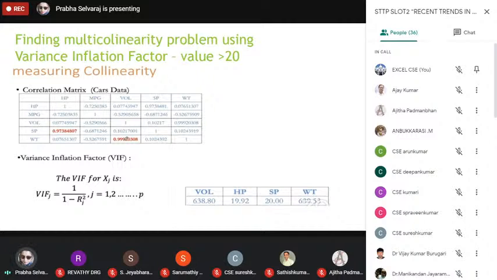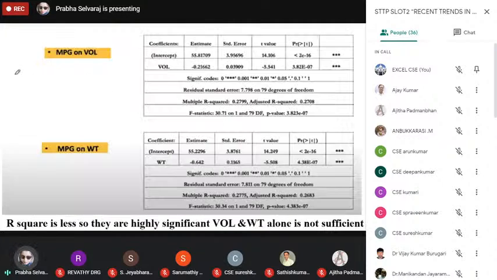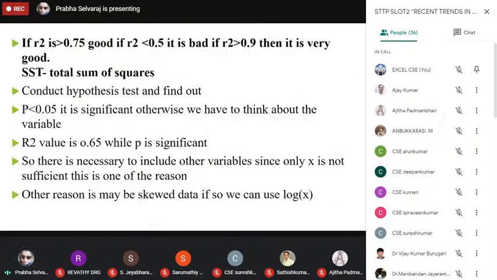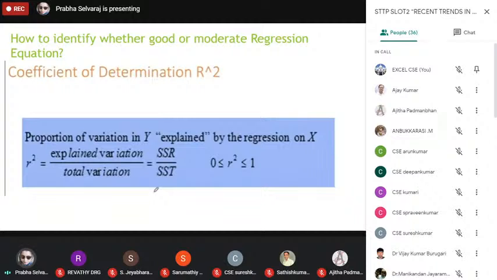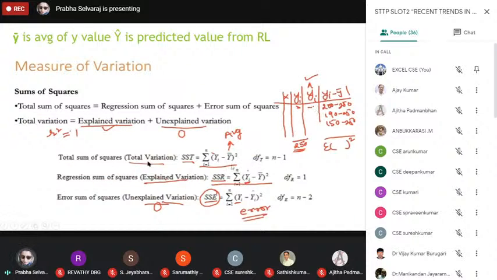So let us measure it. How to find out VIF? Here I know how to find out the R square value. R square value is nothing but the explained variation divided by the total variation. We already saw how to calculate that R square value. I hope you remember this formula. So same thing.